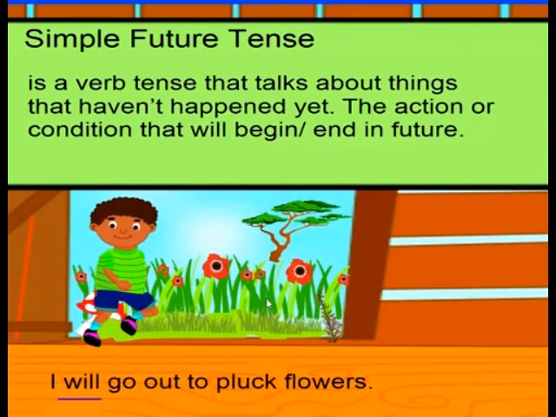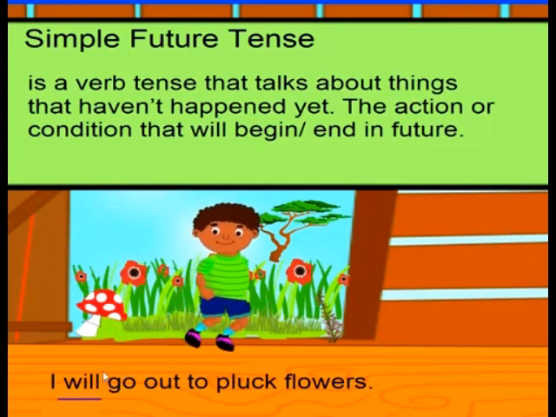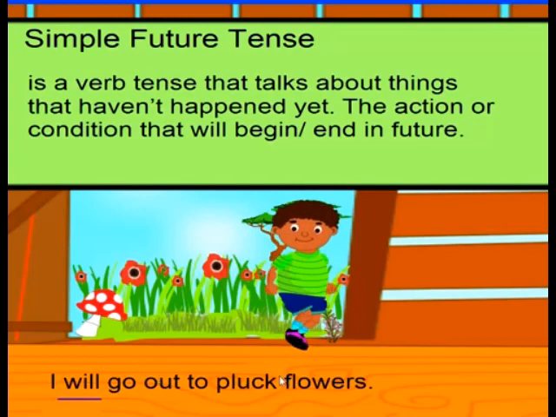Let's start with an example. I will go out to pluck flowers. So will indicates that the action hasn't occurred yet. I haven't plucked flowers yet. I'm going to pluck them. So simple future tense is a verb tense that talks about things that haven't happened yet. The action or condition will begin or end in the future.